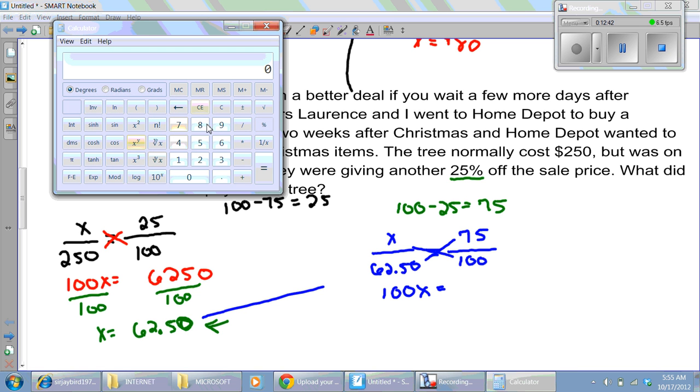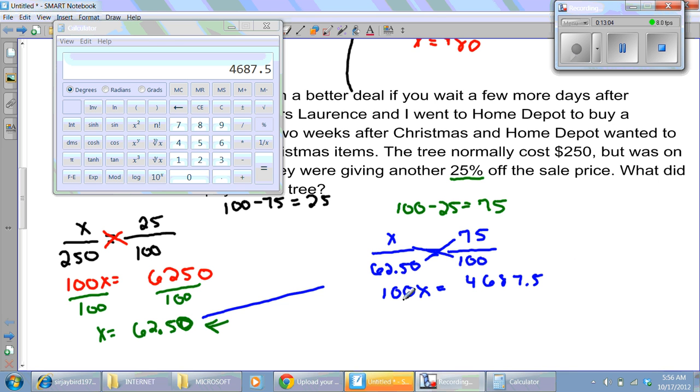And I'm going to do 62.50. And I'm going to multiply it by 75. And that's going to give me this number here, 4,687.5. Okay, to finish solving this, I'm going to divide by 100. Now, if you remember from our scientific notation, when I divide by 100, my decimal point is going to move 2 places left. So that means I'm going to get an answer of 46.875.